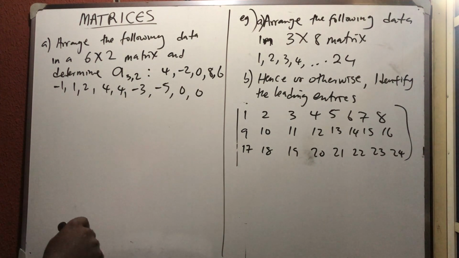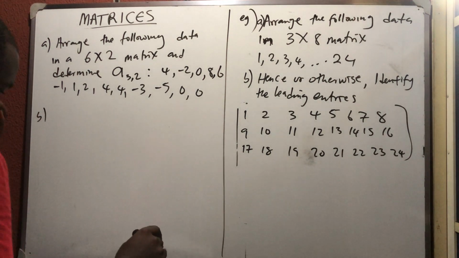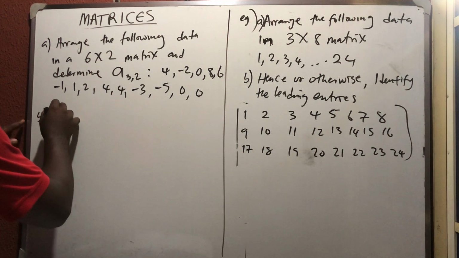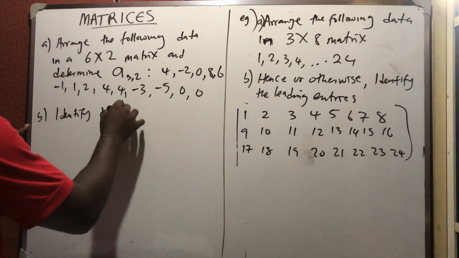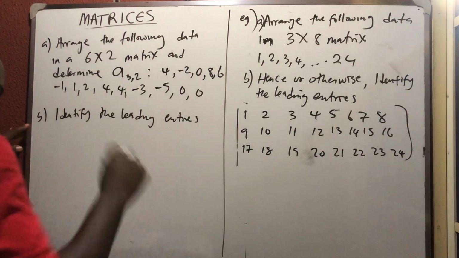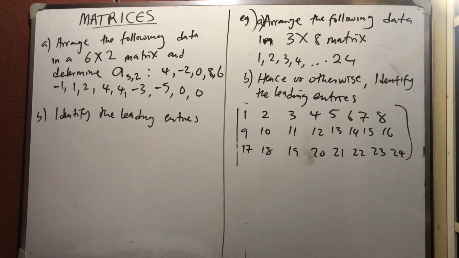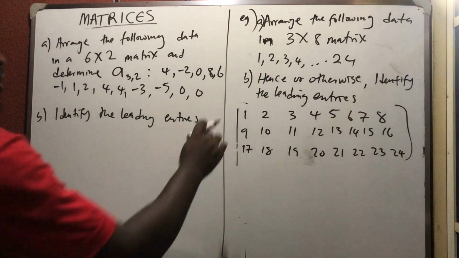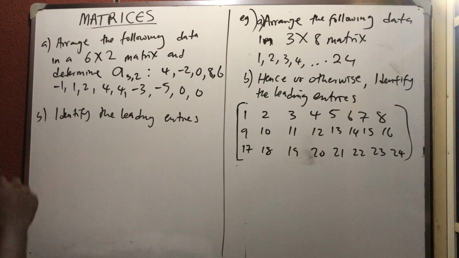Now part B says, hence or otherwise, identify the leading entries. So that is that. And don't forget that leading entries are always non-zero data. So first of all, let us do this.